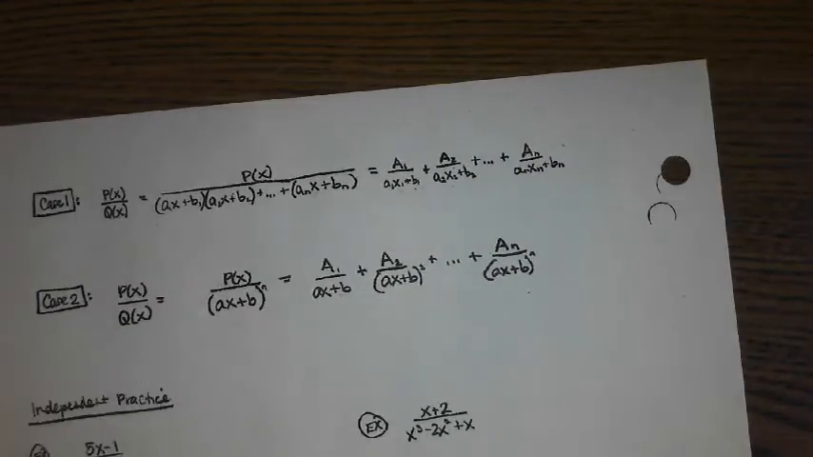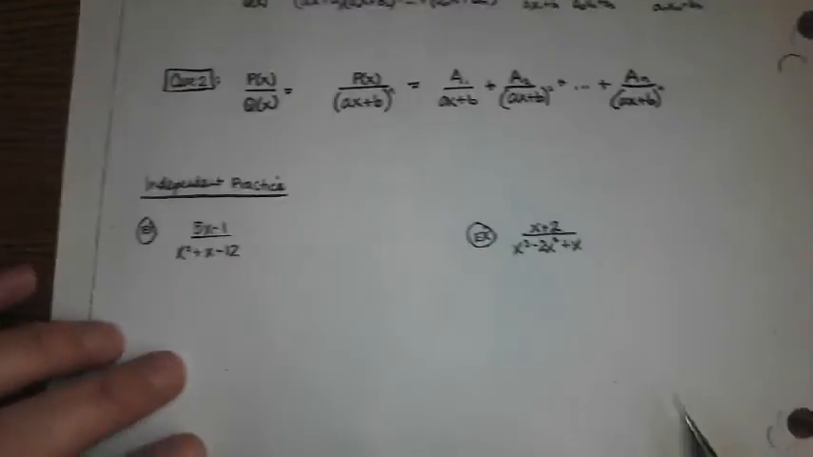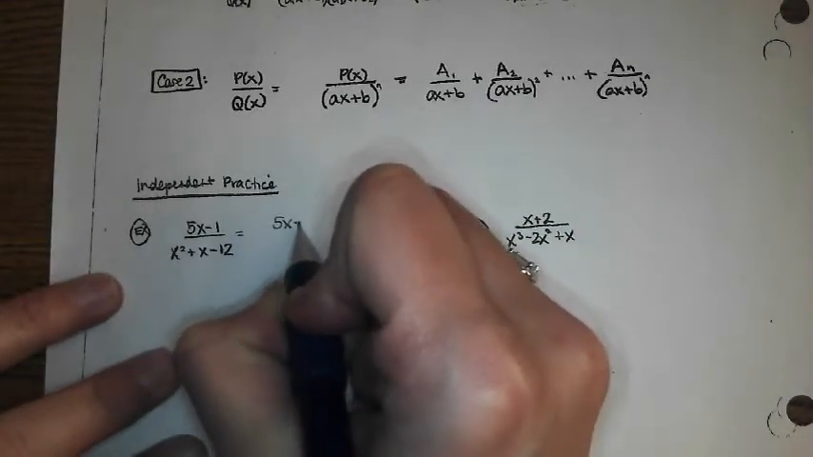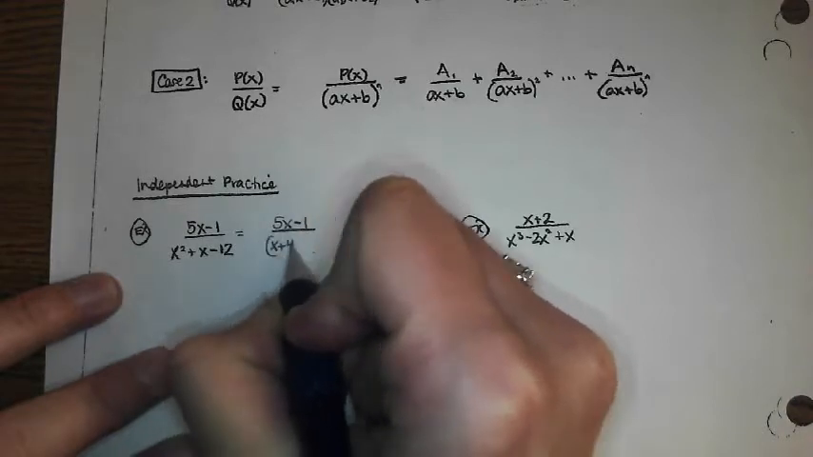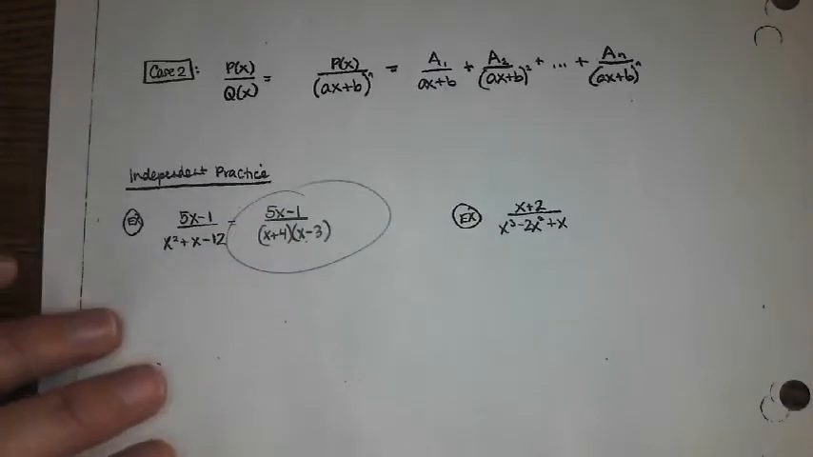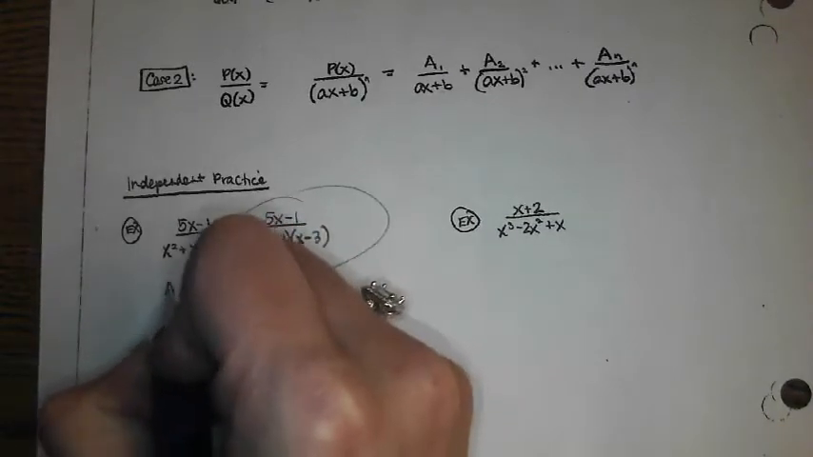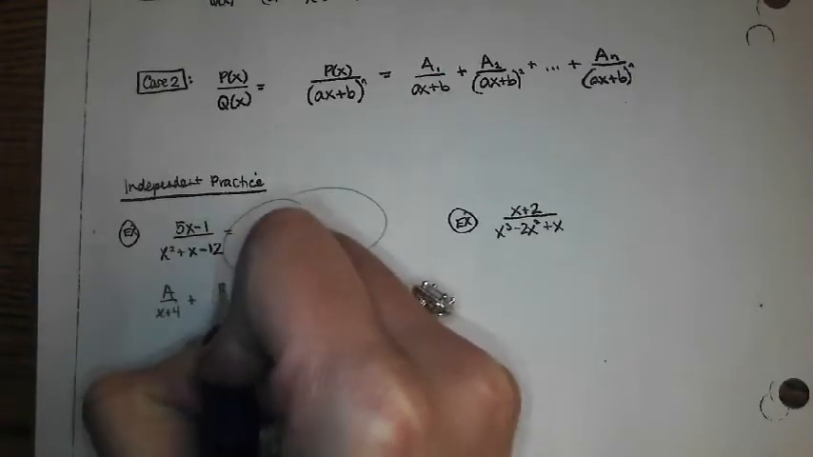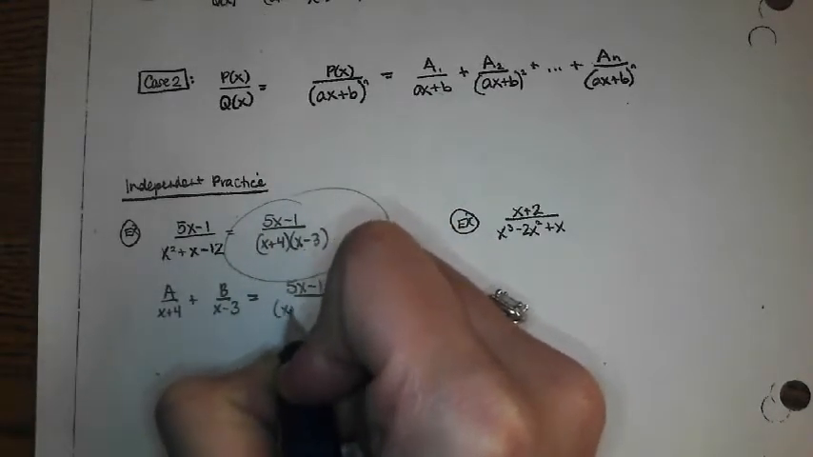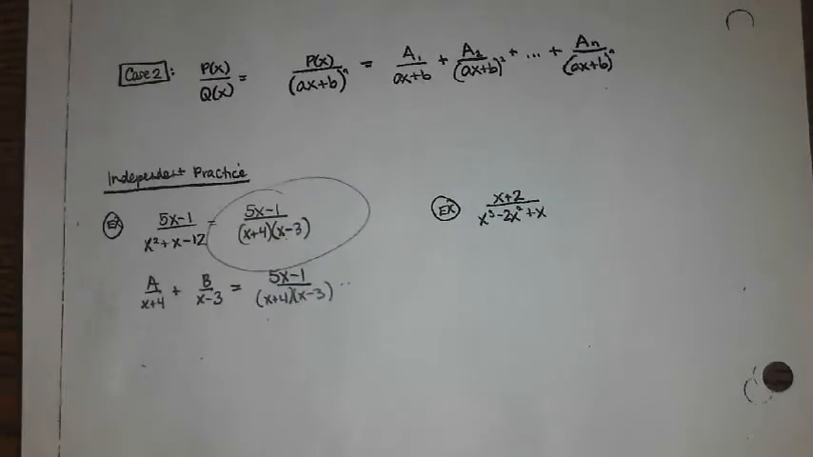In this independent practice, and we won't do these out now so I can get you started on your homework, these just aren't factored yet. So before you get started, you would factor your denominators into x plus 4, x minus 3, and really kind of treat that as your original problem. So you'd have a over x plus 4 plus b over x minus 3 has to equal 5x minus 1 over x plus 4 times x minus 3. And then everything would be the same that we did on the front side. Yes?